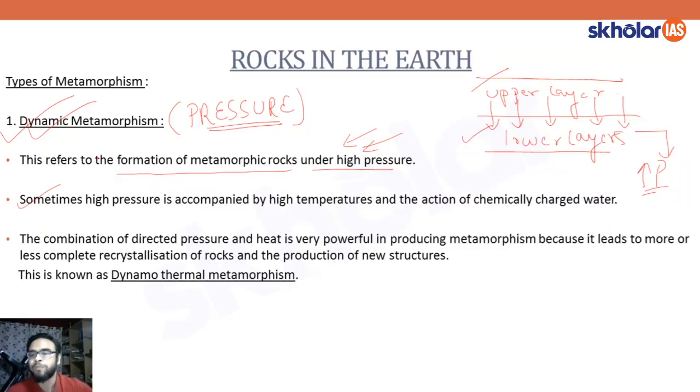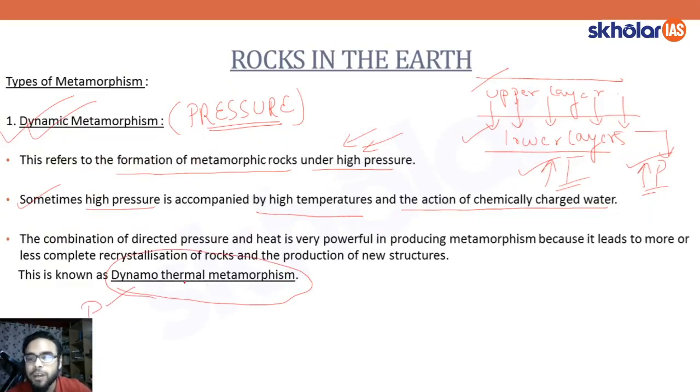Understood this point? Fine. Now sometimes high pressure is accompanied by high temperatures and the action of chemically charged water. So along with high pressure in the lower layers, when the rocks move to the lower layers, along with increasing pressure, we will also have increasing temperature. Fine. Understood this point? Because as we move from the surface of the earth to the lower layers, temperature is increasing. So pressure is also increasing, your temperature is also increasing, and this kind of phenomenon is called dynamo-thermal metamorphism. Dynamo means pressure, thermal means temperature. That means both pressure and temperature are playing a role, and hence the term dynamo-thermal metamorphism.